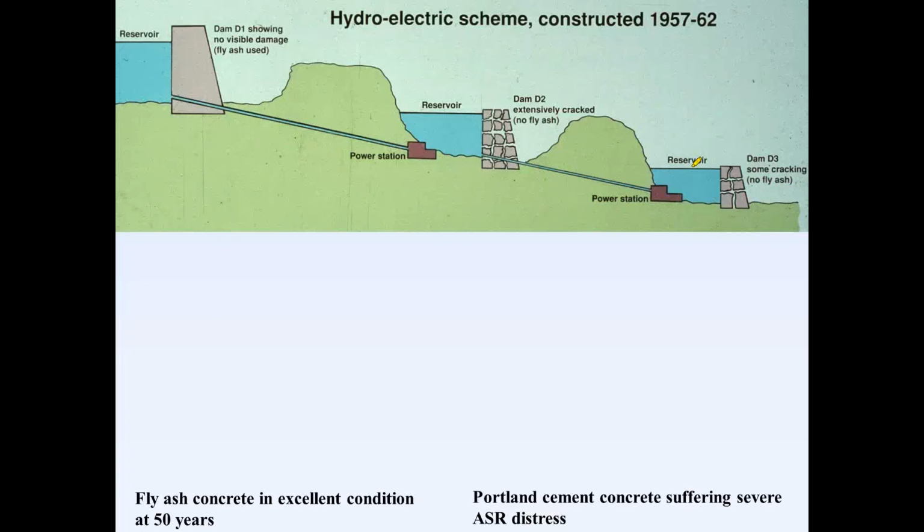Another example in real structures is provided by this case here in the United Kingdom. This is a hydroelectric scheme, and there are 2 dams in this hydroelectric scheme that were built with the same aggregate. This dam here, known as the Dinas Dam, the one in the middle, after something like the order of 20 years, was showing very extensive damage due to alkali silica reaction.